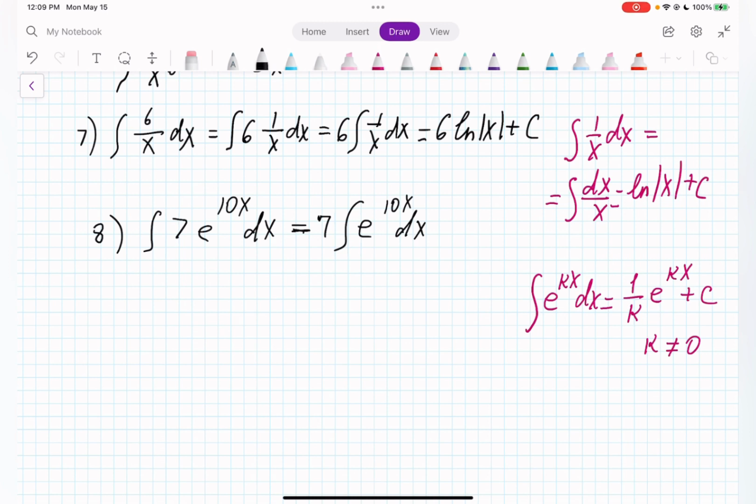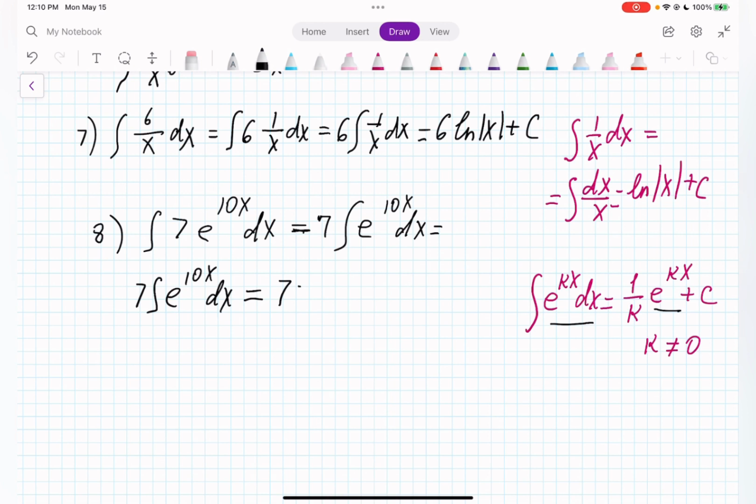And what do we get here? We are getting 7 times... Let me write down here so I don't have to squeeze. Okay, 7. Can write down 7 out, e to power 10x dx. It's going to be equal 7. Now, e to power kx, it's going to be e to power kx, we just divide by k.